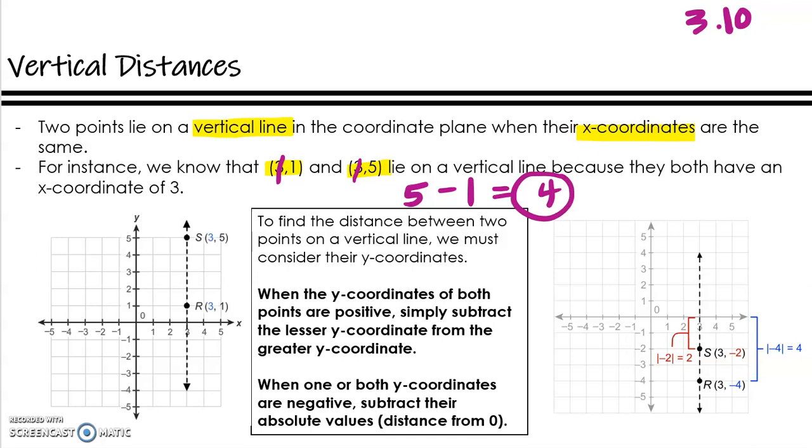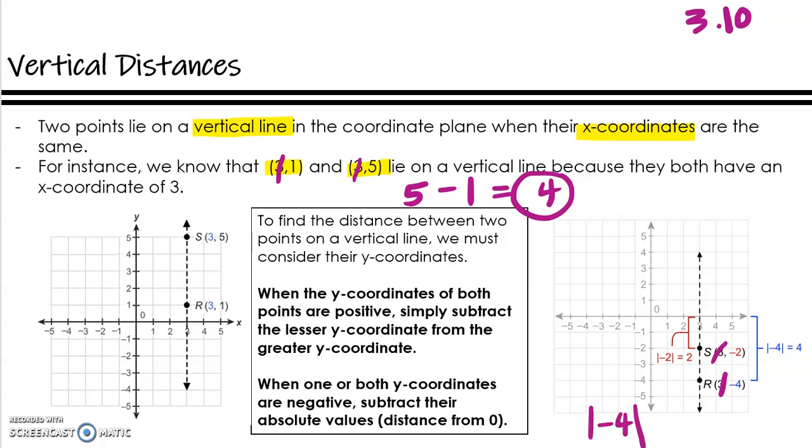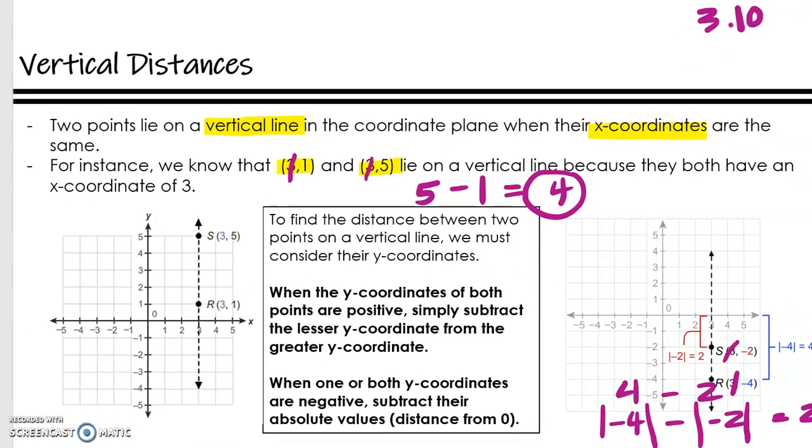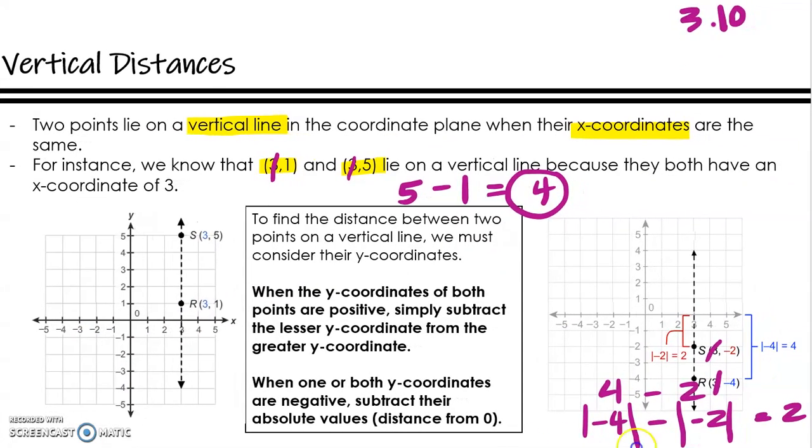Okay, same here. My x's are the same. I'm looking at my y's, and we're finding the absolute value of those, and we're subtracting them because they are in the same quadrant. So 4 minus 2, 2 units apart. Whoops. I got a little crazy. Sorry about that. So yes, 2 units apart.